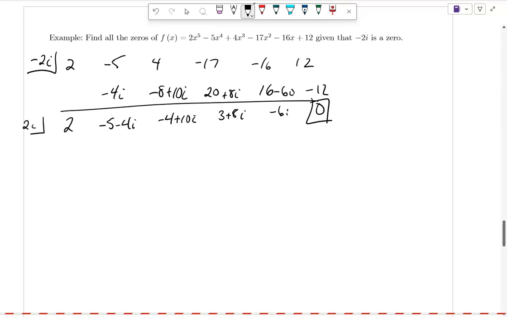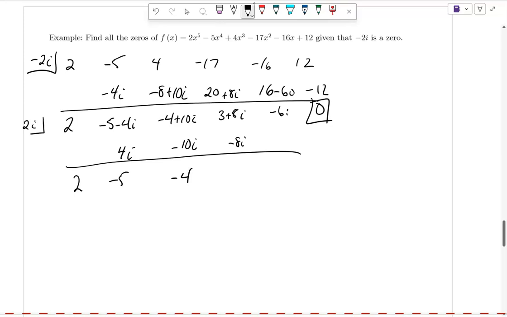We'll take the 2i through. Bring your 2 down. Multiply by 2i. Add down. Get negative 5. Multiply. Get negative 10i. Add down. Get negative 4.